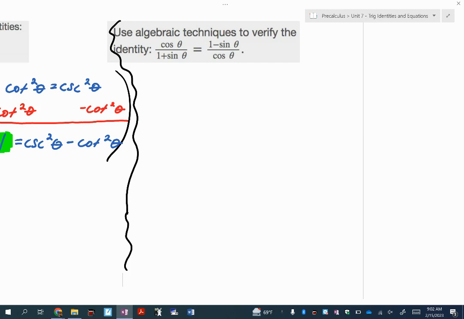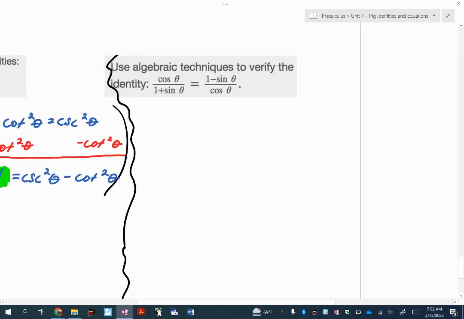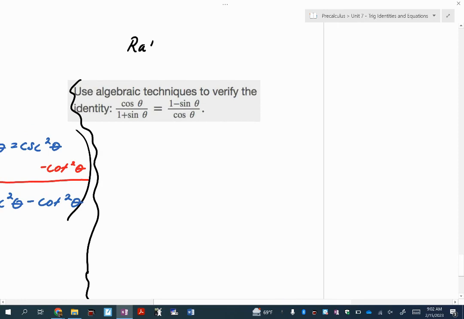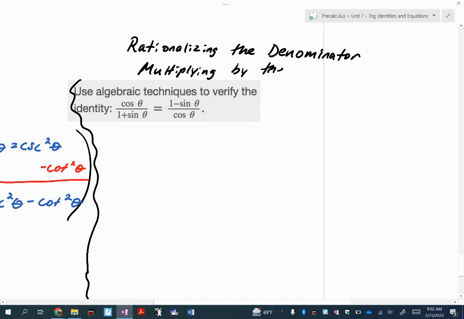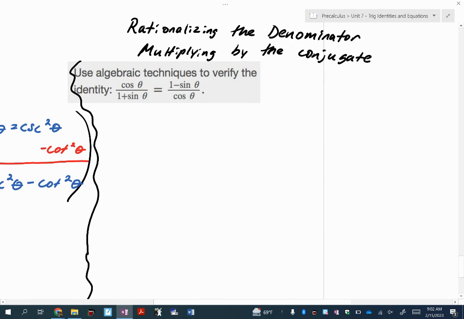I'll do the way that my brain first went to, which is using my understanding of something that I did in algebra called rationalizing the denominator. Or if you want to think of the way we did this with imaginary numbers, it was multiplying by the conjugate. Now, you may not remember any of this, but it is definitely a technique that you will need to know and practice in order to be successful on doing these.